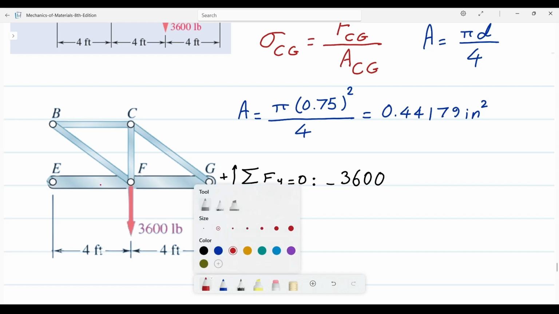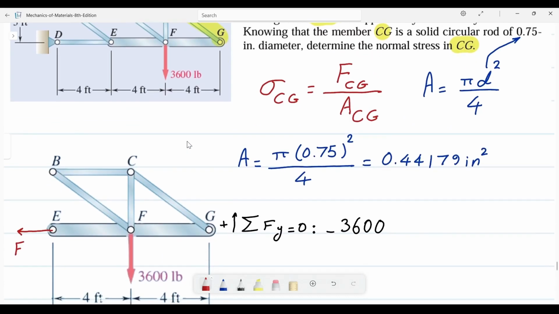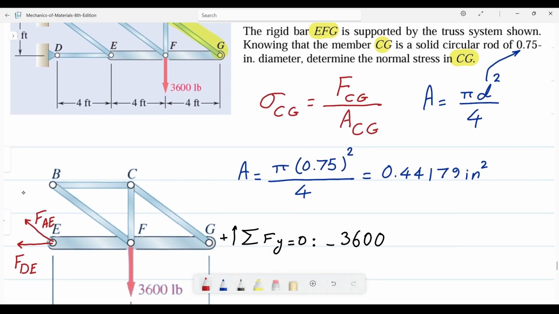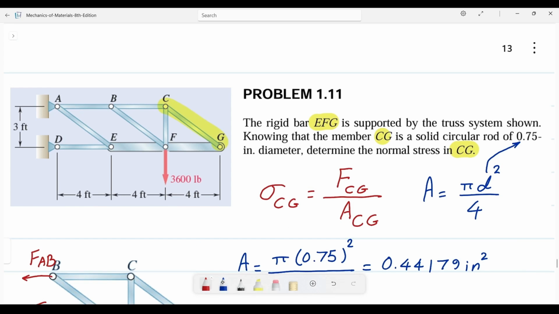First draw the forces here. We have here force FDE, and here FAE, and also here FAB, and we know that if that is 4 and that's 3, AE is equal to 5.